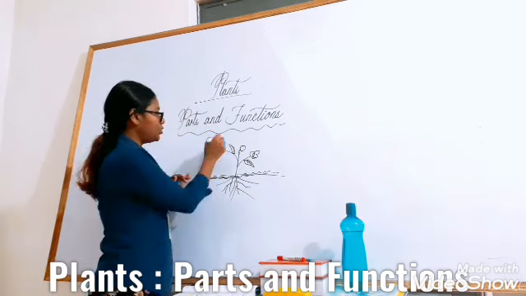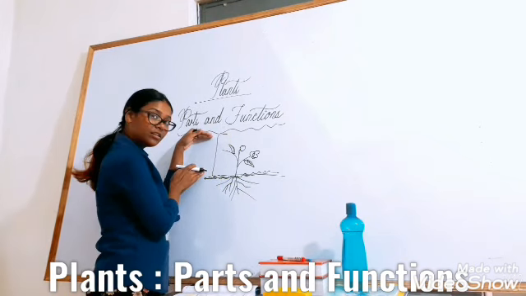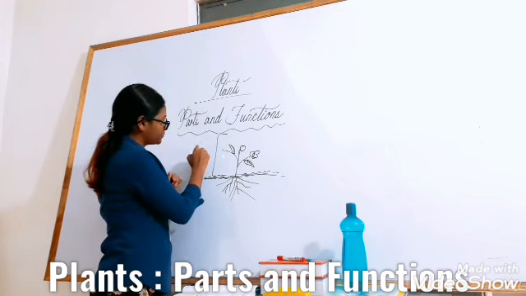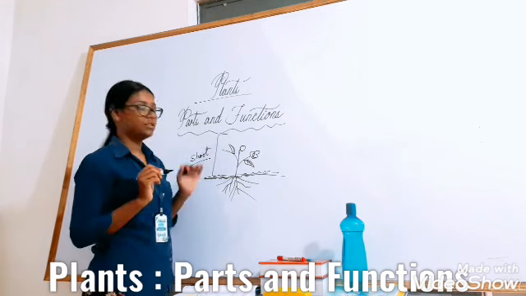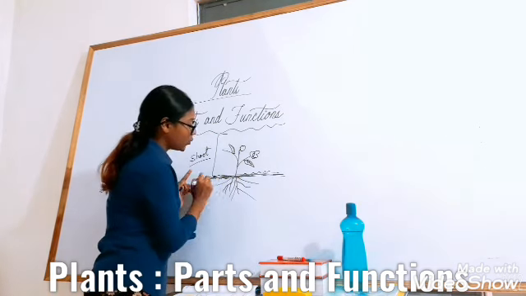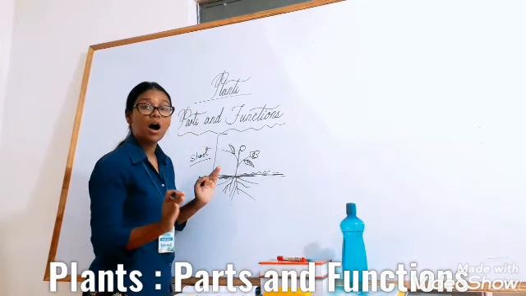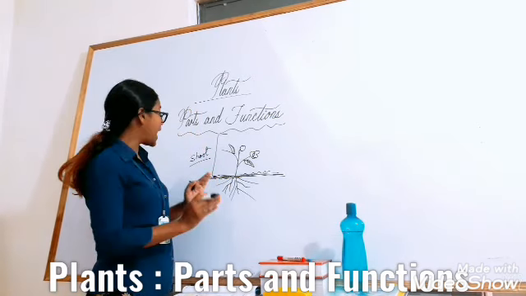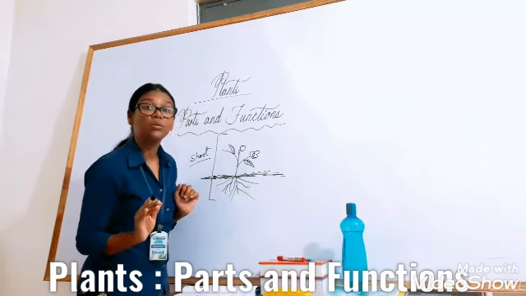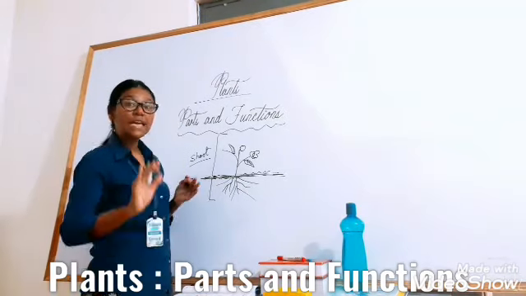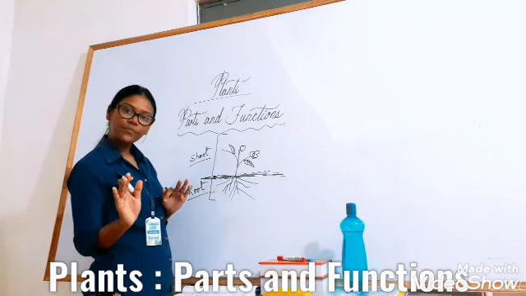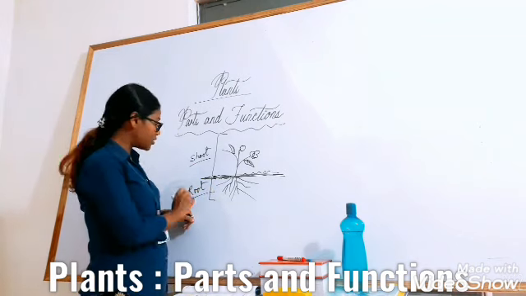So let me tell you the part which you can see over here is called the shoot. This is known as the shoot part. Let me tell you once again, the part which is above the ground is known as the shoot part. And the part which is below the ground is known as the root part. Just look at it. This is known as the root part.